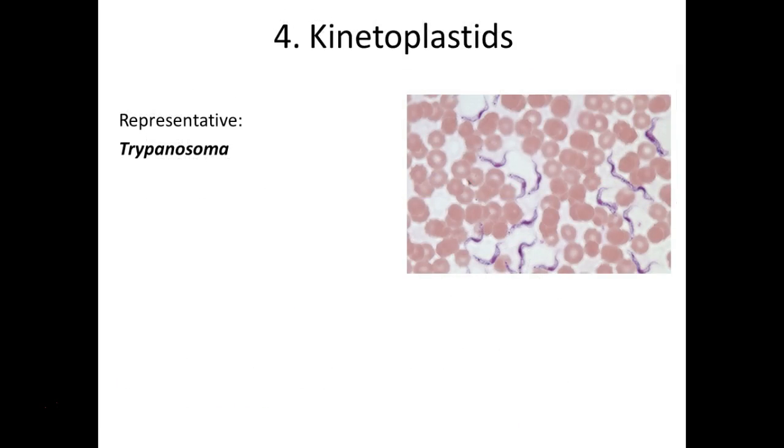So the last one is the trypanosoma. And so in your book, these guys have one enormous mitochondria. They have a kinetoplast, and I'm going to have another picture that shows up with arrows, and that's what the arrows are pointing to.